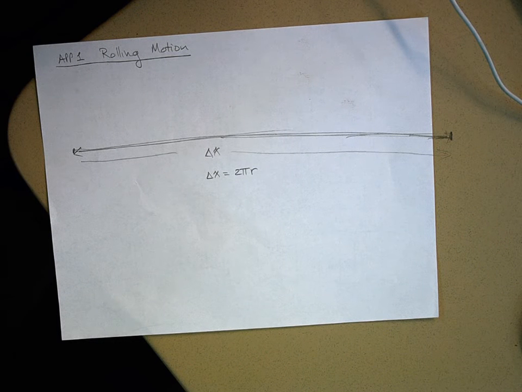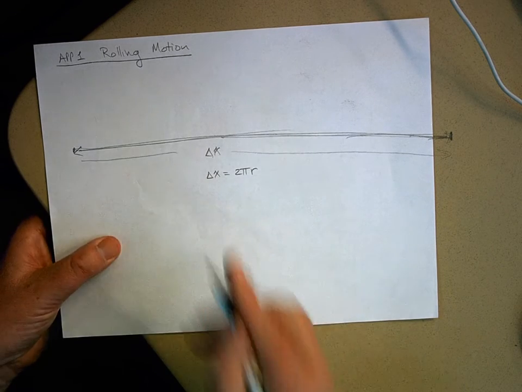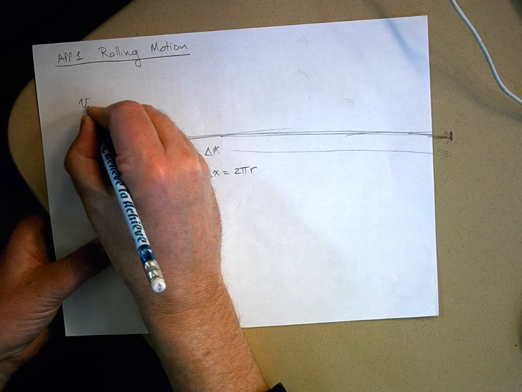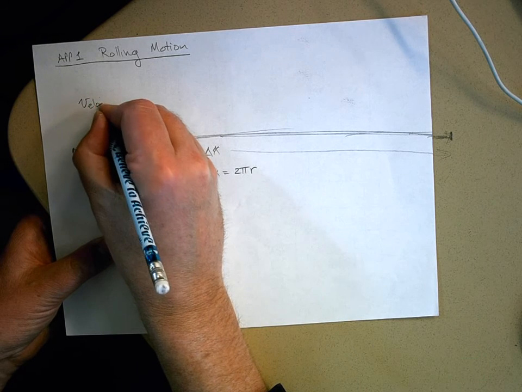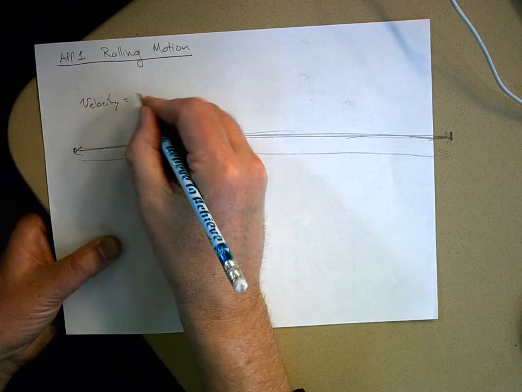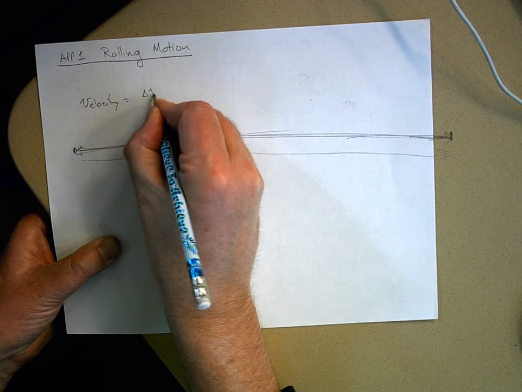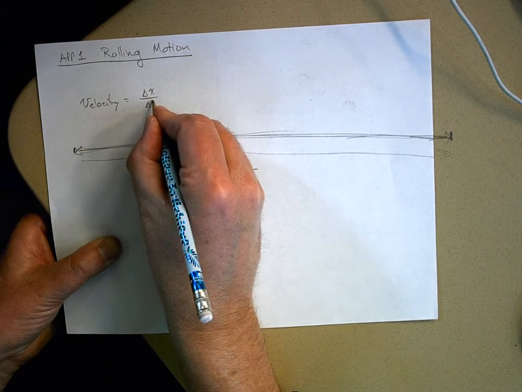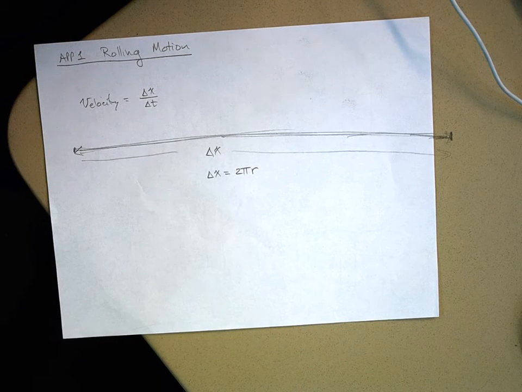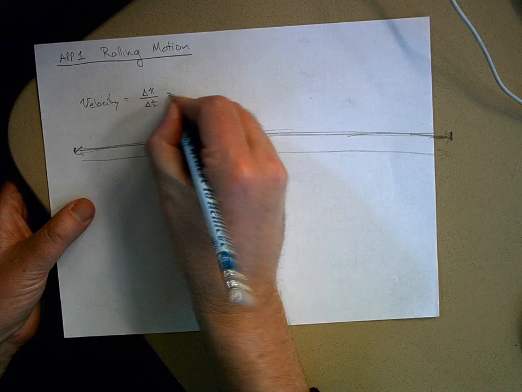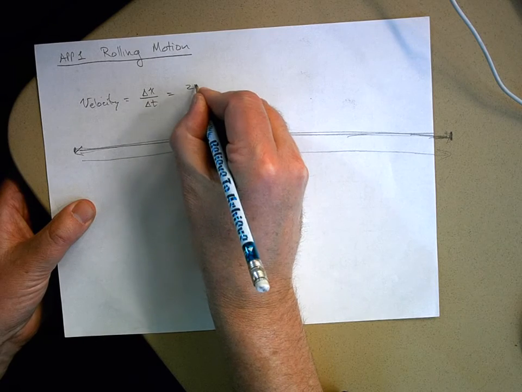All right, now let's just suppose that the velocity is a constant here. So velocity equals a constant. Well, that's just going to be delta x over delta t, right? Well, delta x here is 2 pi r.